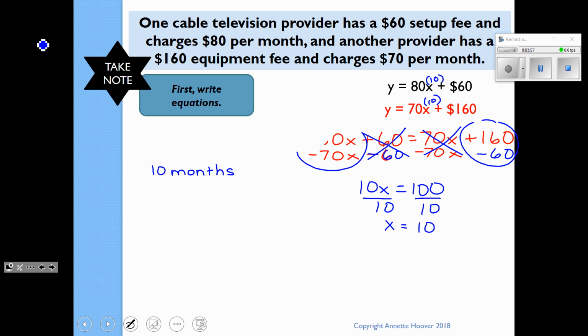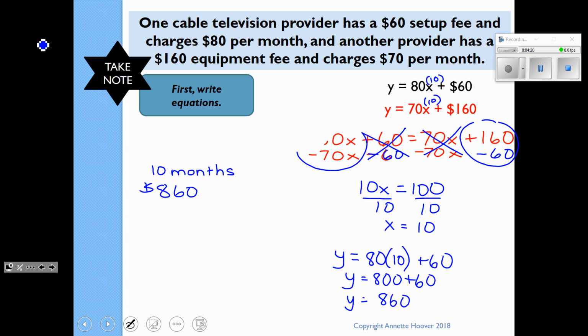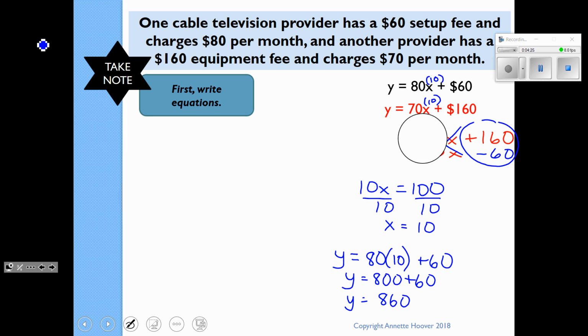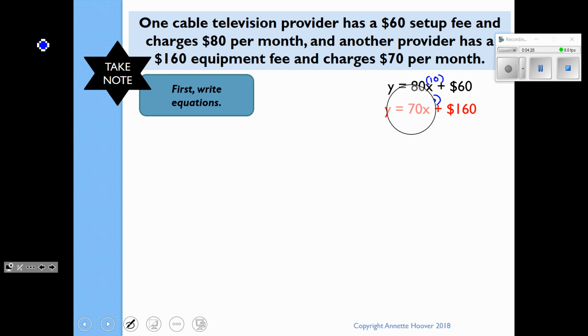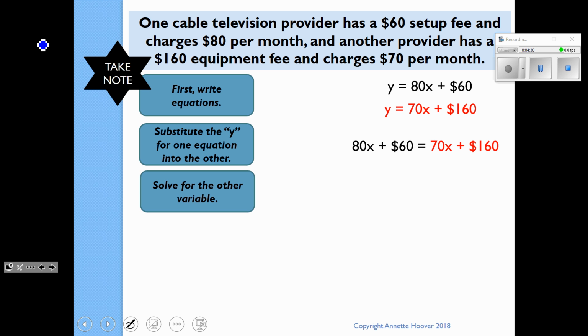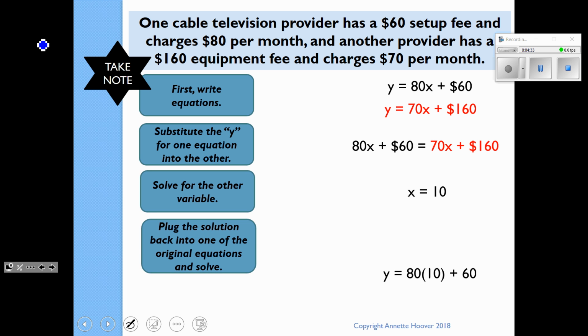If you like smaller numbers, you might choose the top one. So we would say y equals 80 times 10 plus 60, which of course is y equals 800 plus 60. So after 10 months, you will have paid the company $860. That just shows you an example of how I use systems of equations to figure out some information. If you're going through the PowerPoint, here it works through the same thing, plugging it back in.